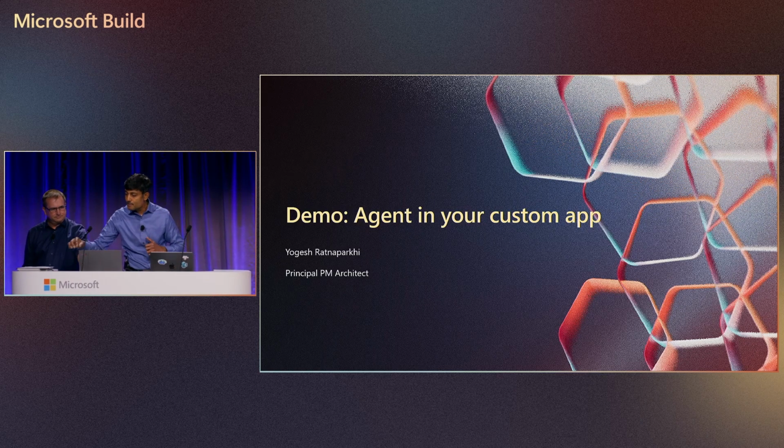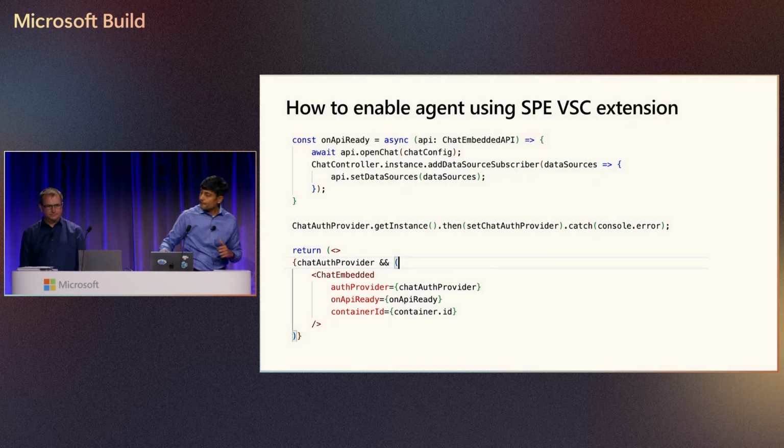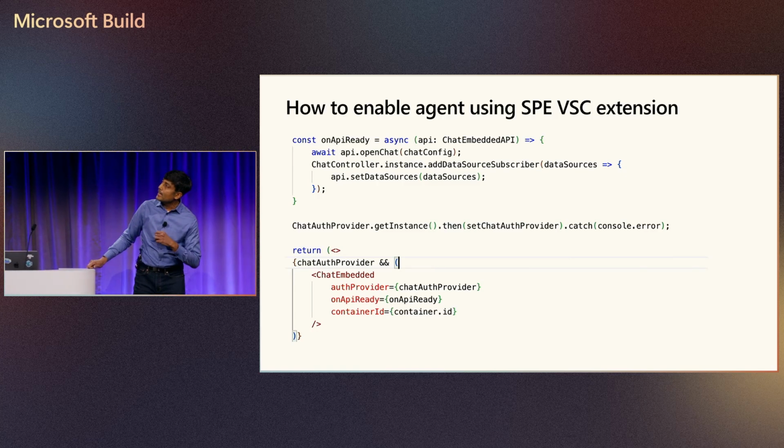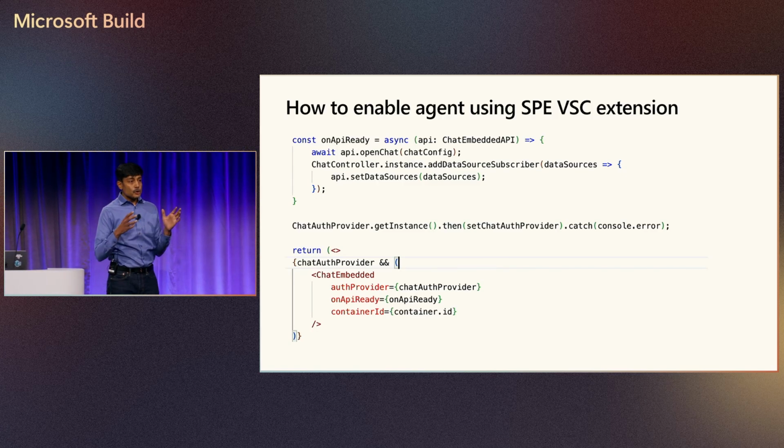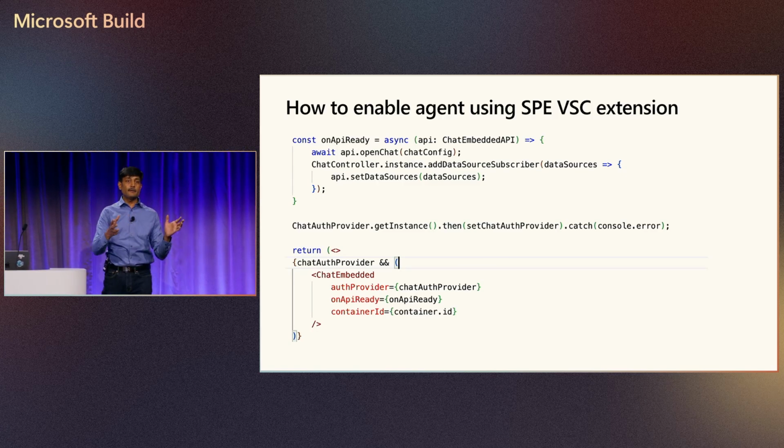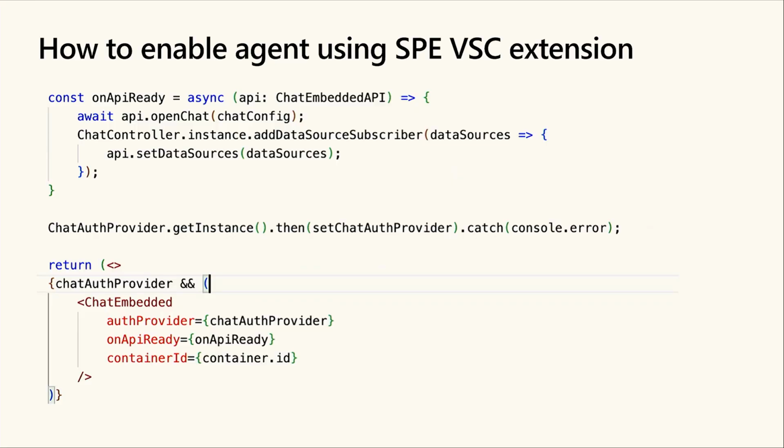All right, so if you switch back to a little bit of code and how you can make it happen. With our Visual Studio extension, you get sample apps, and with that, you get an SDK. With a React component, with just a few lines of code, as you can see, you can enable this agent control within your application.